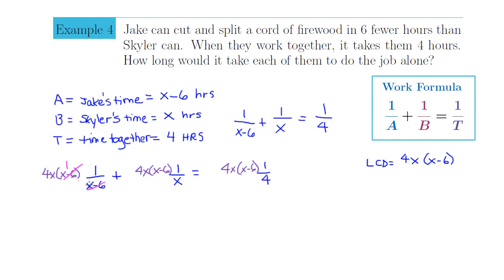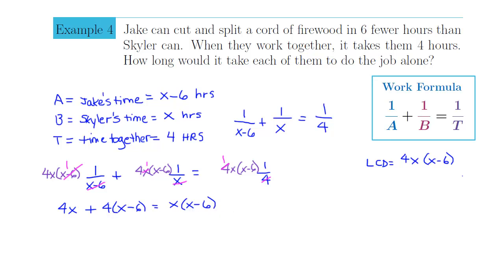In the first term, the x minus 6's cancel. In the second term, the x's cancel. And in the third term, the 4's cancel. And so, rewriting our equation, we have 4x times 1, which is just 4x, plus 4 times x minus 6. And on the right side, x times x minus 6. Perfect.